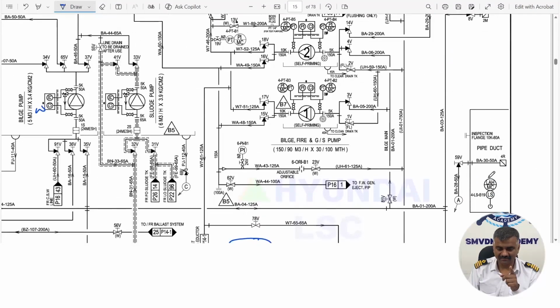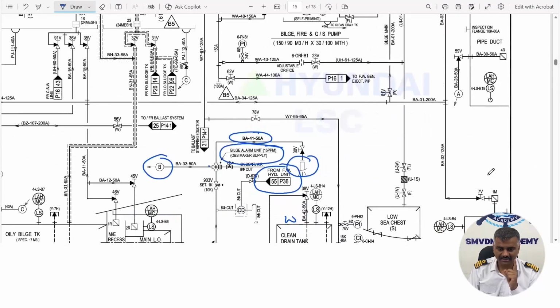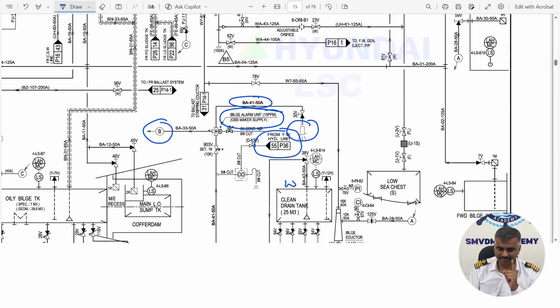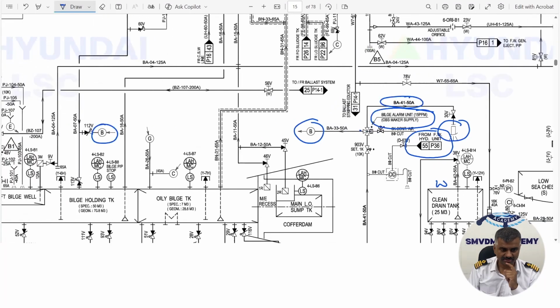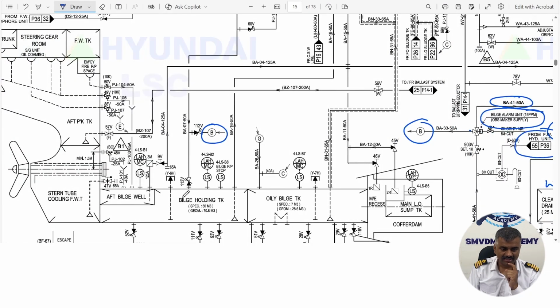The same level switch you will find in all the bilges. You can see here, the forward starboard bilge also has a level switch. Your main engine recess has also got a level switch. Even your clean drain tank has a high level switch. All the tanks will have a level switch. The bilge holding tank has also got a level switch. In fact, it has got two level switches.